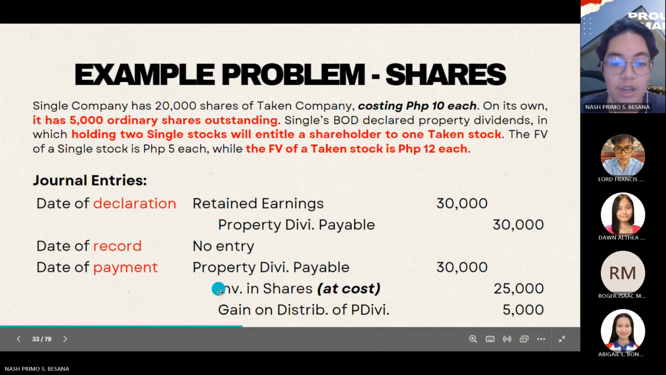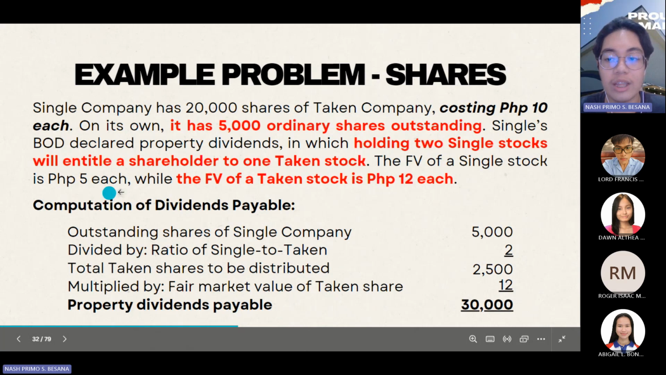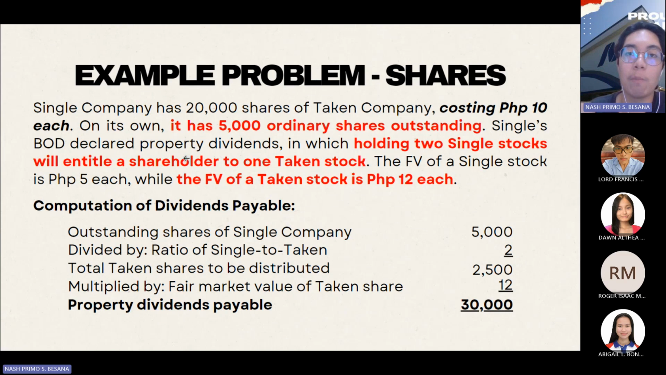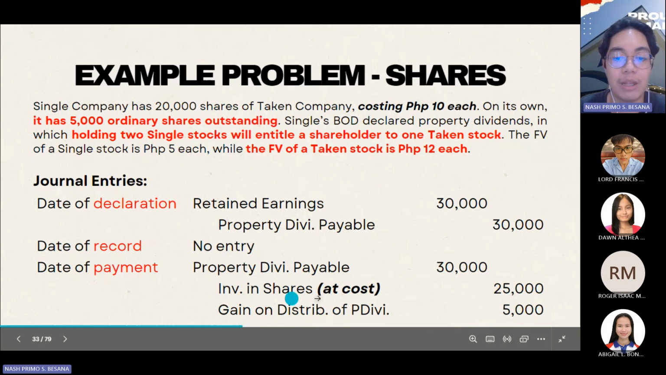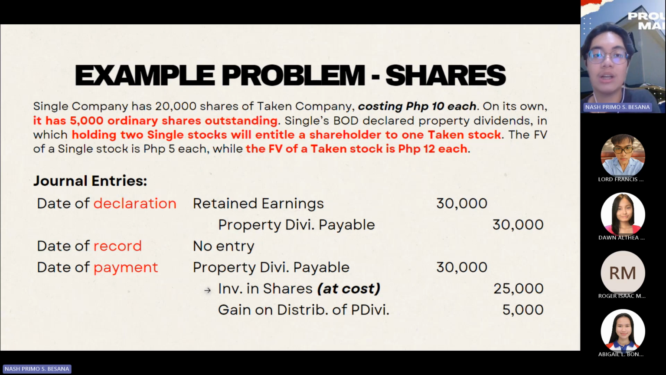And then, this is an asset account, investment in shares. So hindi kasi nila, as mentioned nga, hindi shares nila yung binigay nila sa shareholders. Si single company, ang ibibigay niya sa shareholders niya is taken company shares. So ang account na babawasan natin is investment in shares. And similar dun sa inventory, ang nakalagay naman sa books is cost, hindi naman fair value. So kapag babawasan mo yung books mo, at cost din mo siya babawasan.